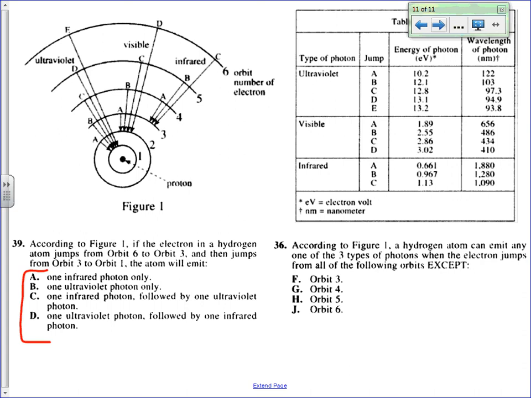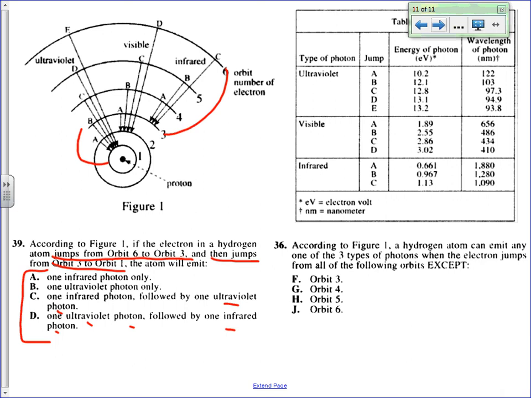All of the answers are some combination of infrared photon and ultraviolet photon. All of these are photons. So we're trying to find the type of photon that makes this true. Which type of photon would you get if you jump from orbit 6 to orbit 3, and then jump from 3 to 1?